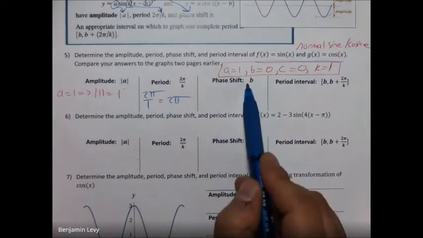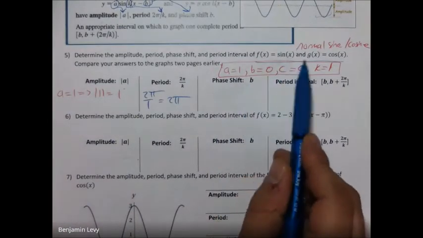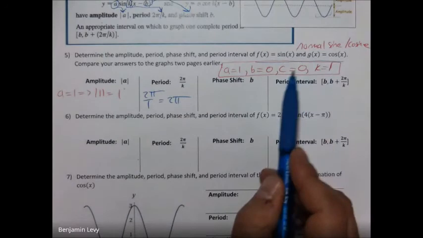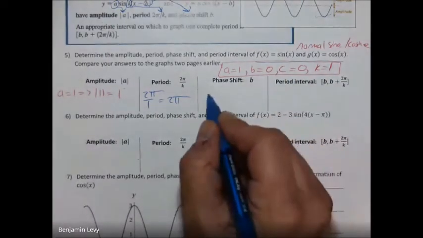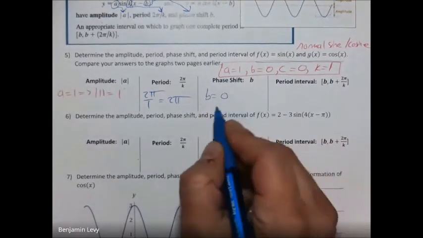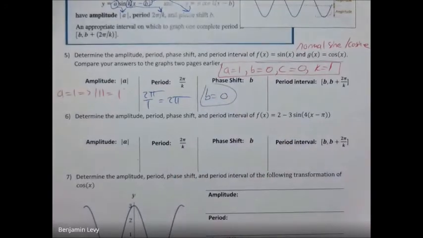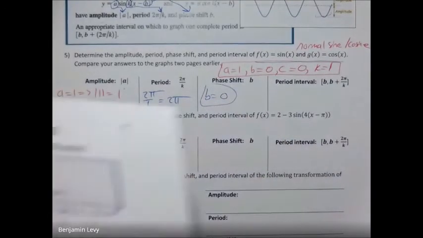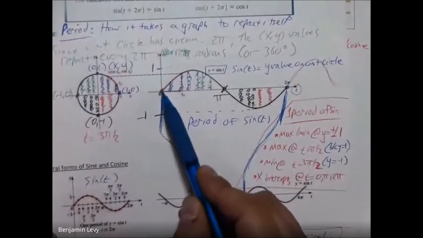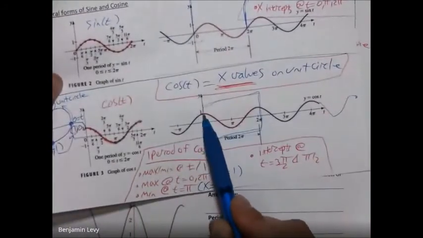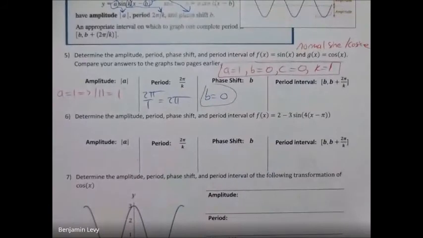Phase shift. Well, none of the original graphs are shifted at all. That's the baseline. And so in this case, B is 0, and so the phase shift is just 0. In other words, these things start at 0. They're not shifted away from that. Any shift away from that is going to be a phase shift.